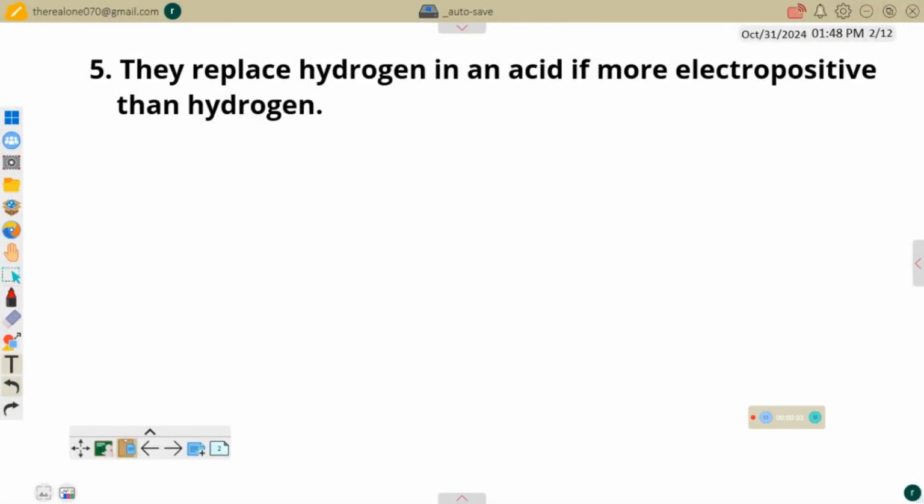Another property is that they replace hydrogen in an acid if more electropositive than hydrogen. So generally, when metals react with acid, they are going to displace the hydrogen ion. They will replace the hydrogen in an acid. But this is only possible if the metal is more electropositive than hydrogen.